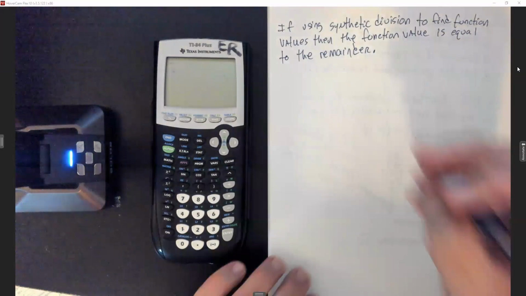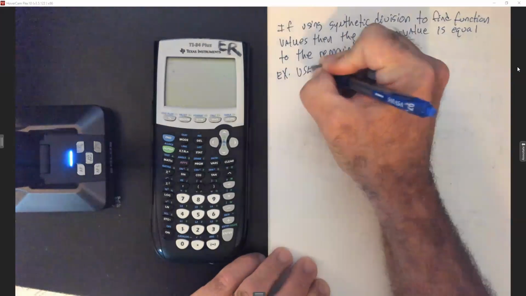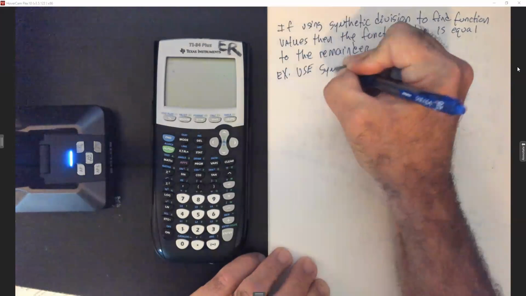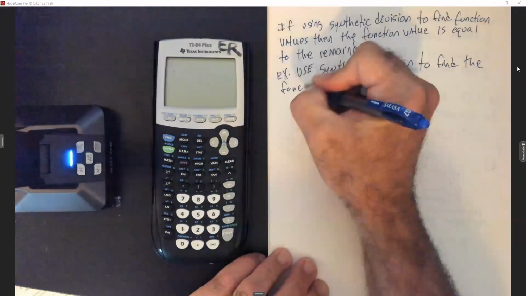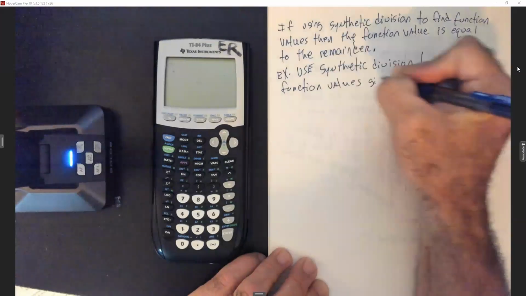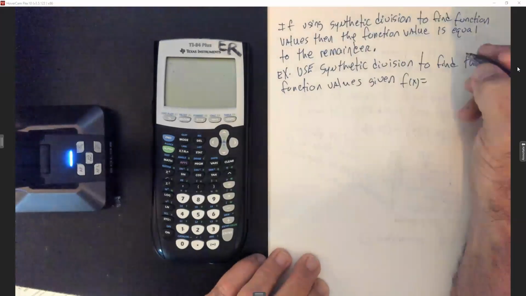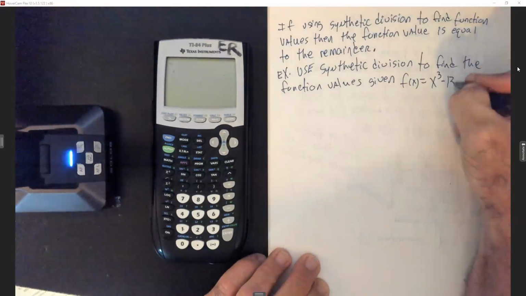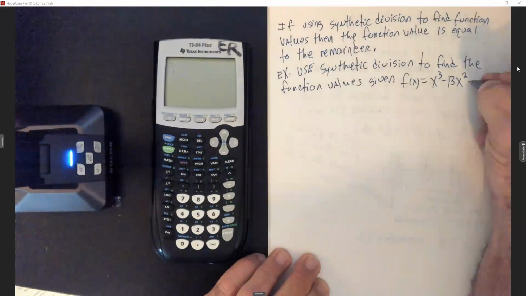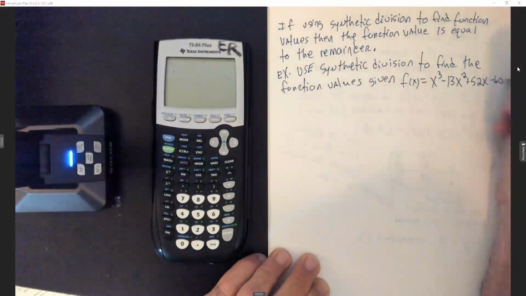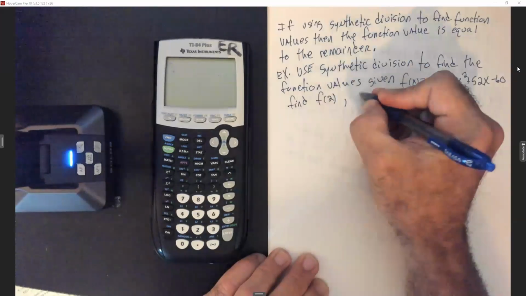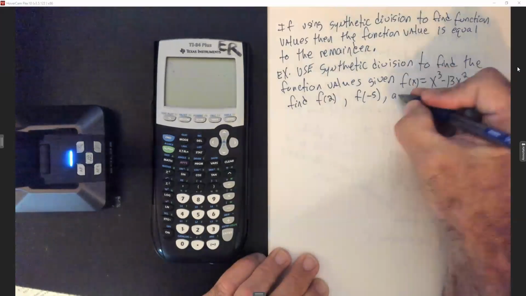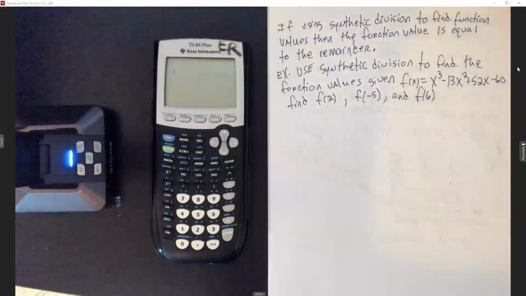So y'all watch this. On this example, we're going to use synthetic division to find the function values, given f of x equals x to the third minus 13x squared plus 52x minus 60. We're going to find f of 2, f of negative 5, and f of 6. So that means I'm about to do 3 synthetic divisions.